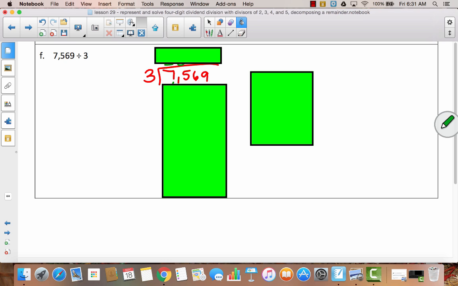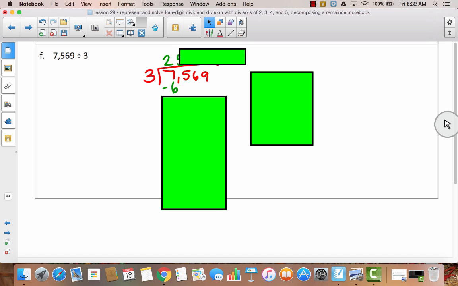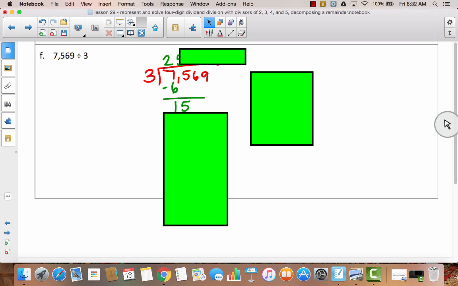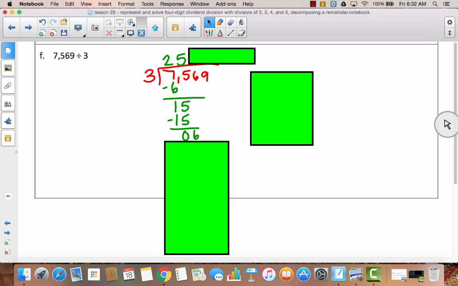Okay, so let's take a look at this problem. So we took 7 thousands, and we divided it by 3. So 7 divided by 3 is 2. 2 times 3 is 6. So when I subtracted my thousands, I was left with 1,000 left over, and I added that to 5 hundredths. So then I had 15 divided by 3, which is 5. 5 times 3 is 15. When I subtracted, I had 0 hundredths.